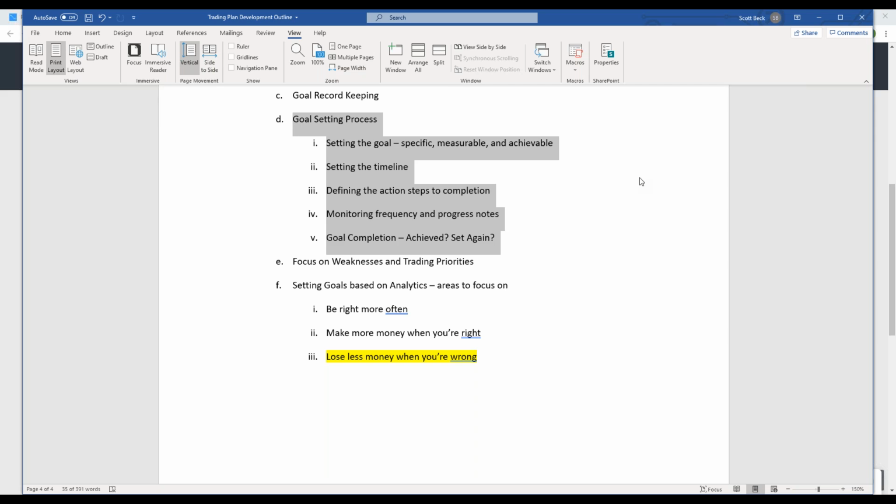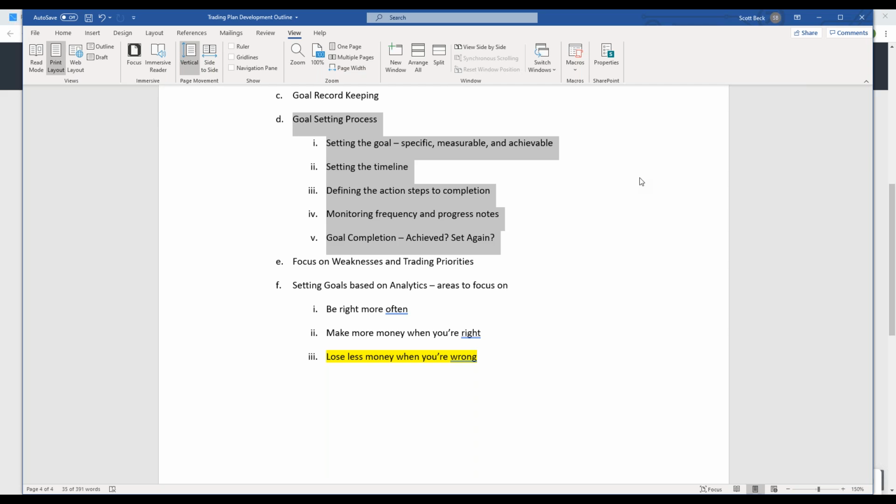Goal number 2, make more money when you're right. How do you let your winners run better? That's us focusing on how we manage trades, how we stick with trades, the things we do in order to execute as best we can when we're winning.